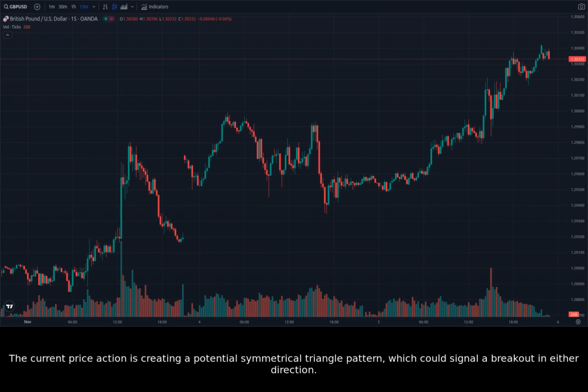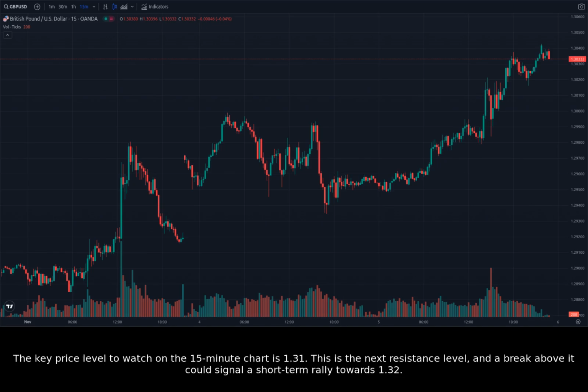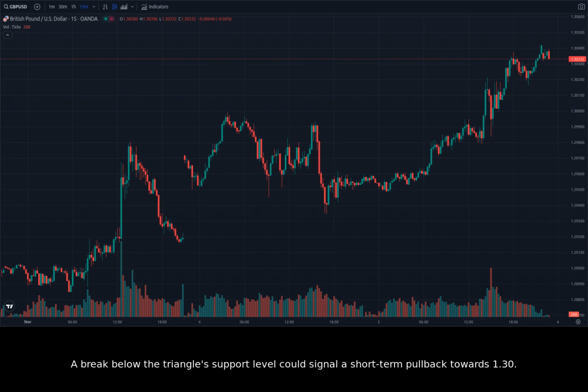The current price action is creating a potential symmetrical triangle pattern, which could signal a breakout in either direction. The key price level to watch on the 15-minute chart is 1.31. This is the next resistance level, and a break above it could signal a short-term rally towards 1.32. A break below the triangle's support level could signal a short-term pullback towards 1.30. The direction of the breakout will depend on the volume and the broader market sentiment.